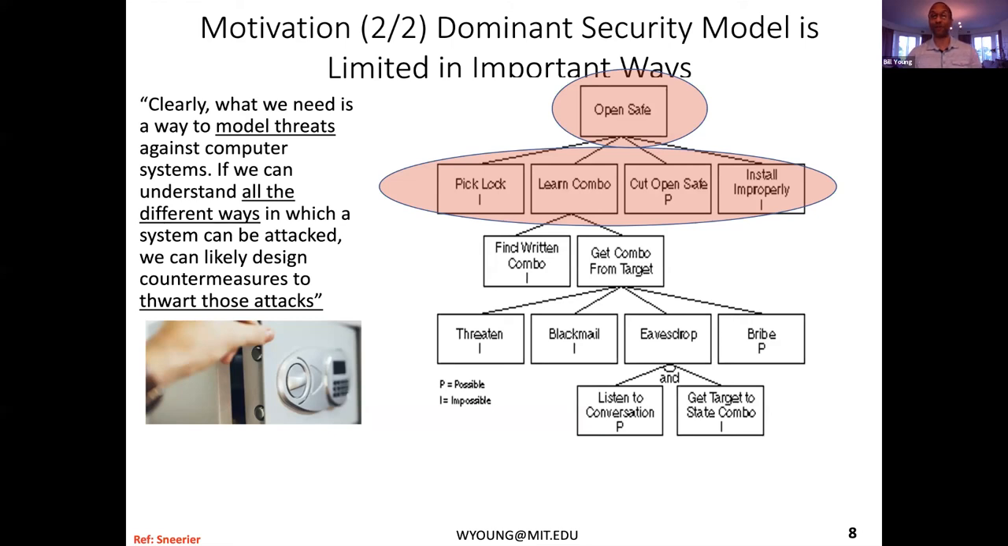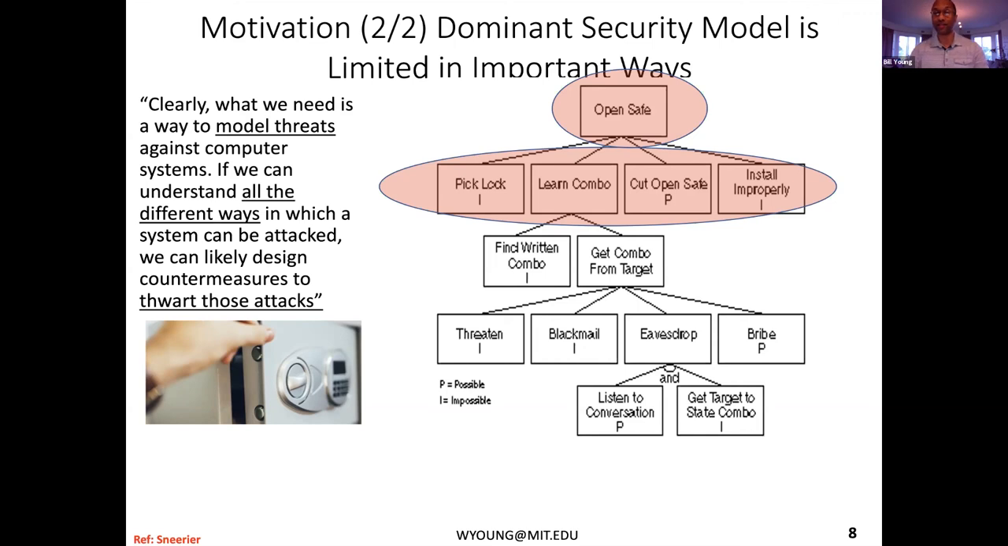So for example, they could pick the lock, okay? That would allow me to open the safe. You could learn the combination. You could cut open the safe, or you could hope that it was installed improperly. Associated with each of those top level actions you'll see an I or a P. This was subsequently expanded on. The I stands for impossible, the P stands for possible.